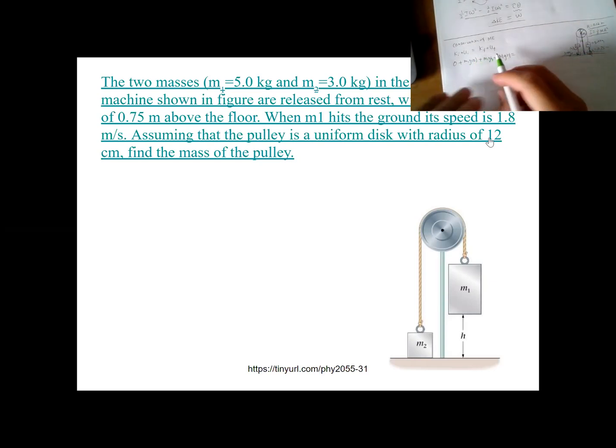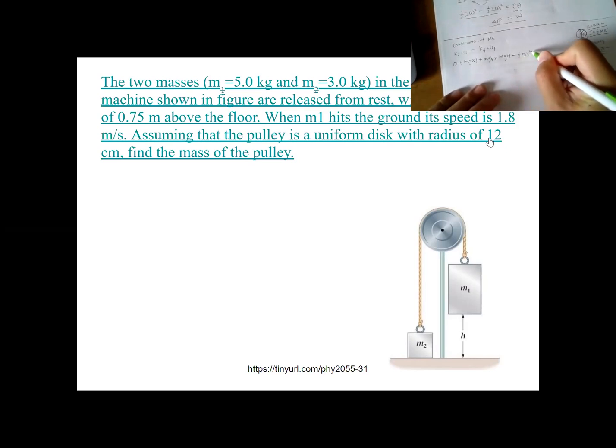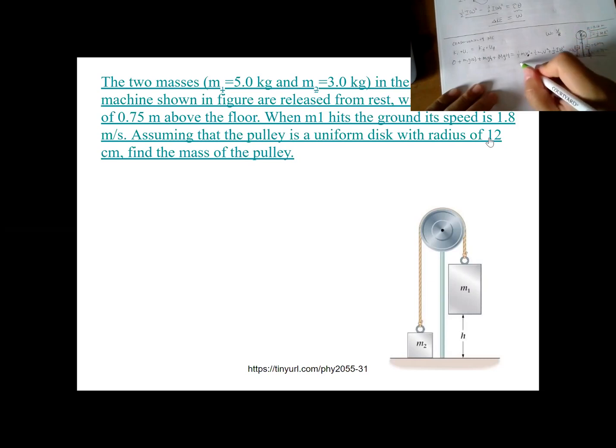Now for the final kinetic energy, you'll have 1/2 m1 v square plus 1/2 m2 v square. Let's just use v for final because they are connected, so they should have the same v. Plus this disk is rotating, so 1/2 I omega square. Now omega and v have a relationship: v over r equals omega. So we can also express that in that form.